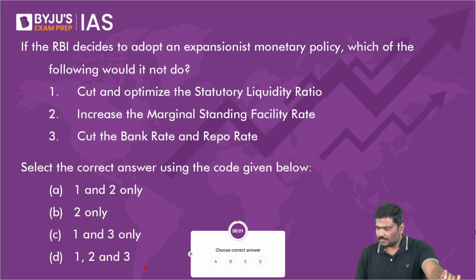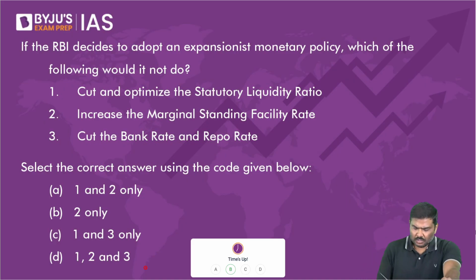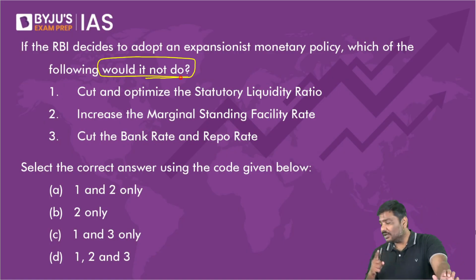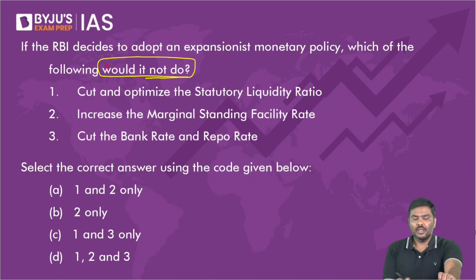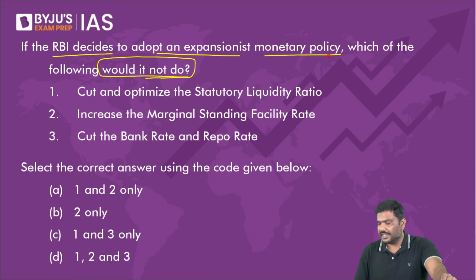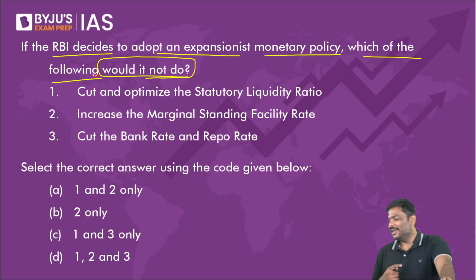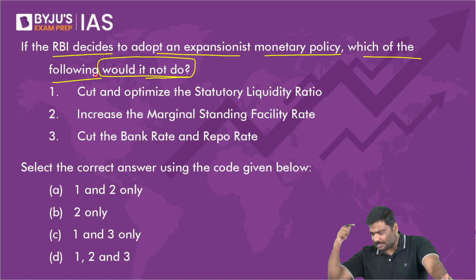45% have answered correctly. I'll tell you one of the reasons why many of you have made a mistake. You will not read the question completely. Many of you would have made a mistake by not reading the question completely. If RBI decides to adopt an expansionist monetary policy, which of the following will RBI not do? I hope you understand. If RBI wants to increase the money supply, which of the following will RBI not do?